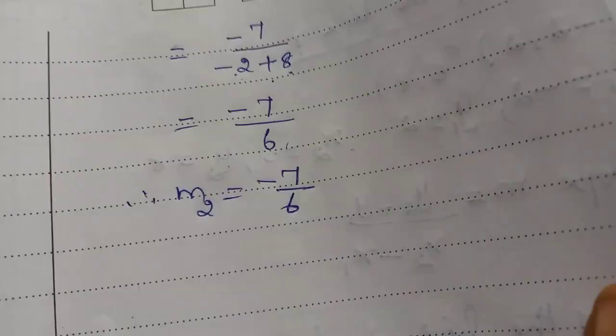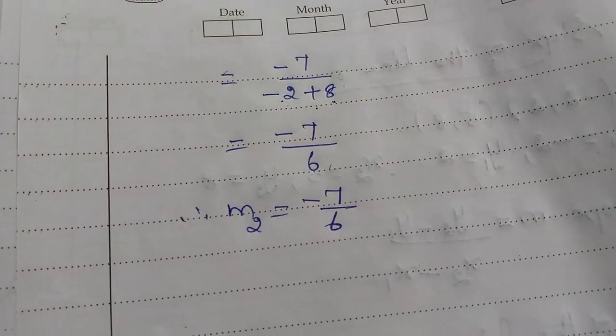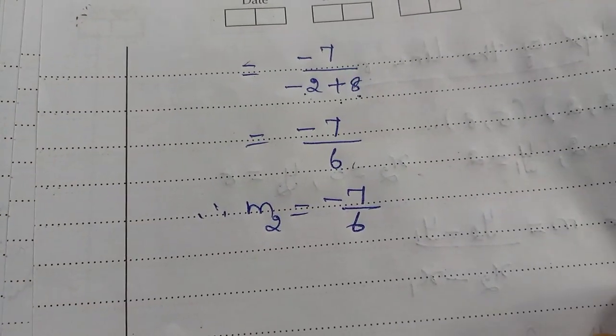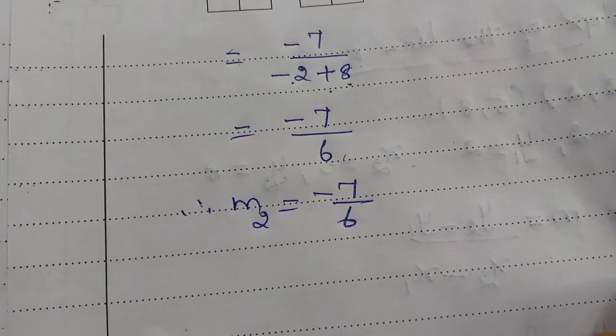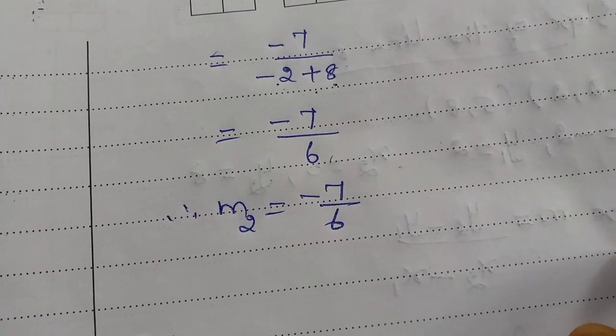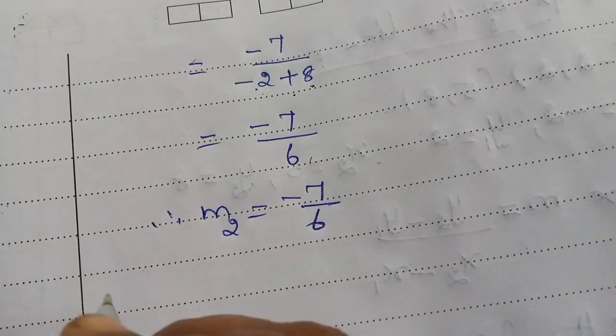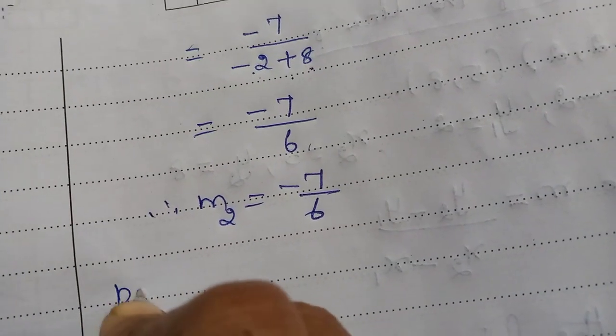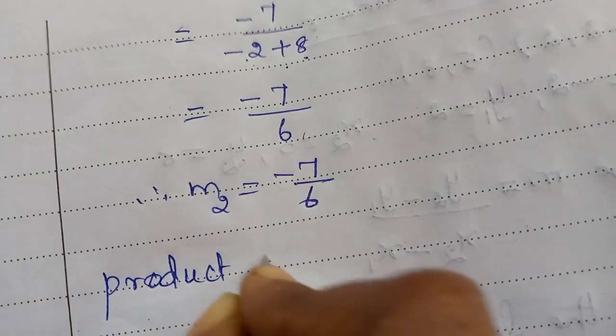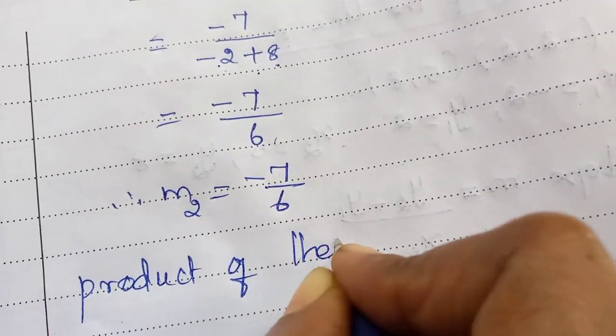What is the condition? What is the question? Verify whether the lines are perpendicular, is it? So what is the condition? When two lines are perpendicular, we know that m1 into m2 is equal to minus 1. So we can find out the product of their slopes. Okay, product of their slopes.